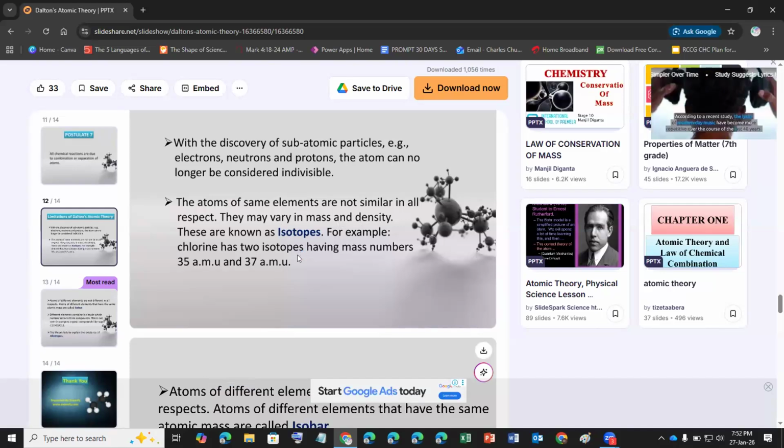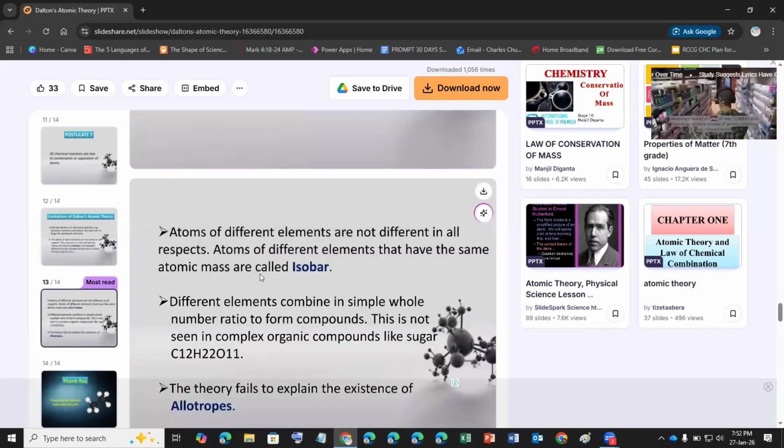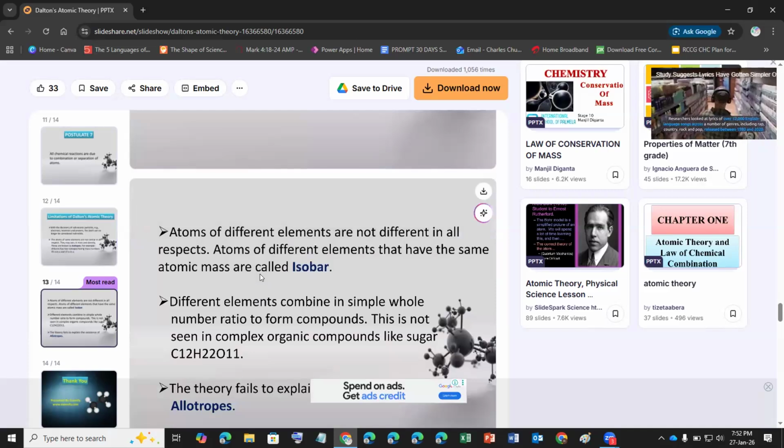They have mass numbers 35 and 37, but guess what? They have the same atomic number. And I told you atomic number is the number of protons, not the number of electrons. There's a reason for that, because the number of electrons can change based on how the atom is combining in a particular type of bonding. But the number of protons will not change. So that's why it's safe for us to stick with the number of protons for atomic number.